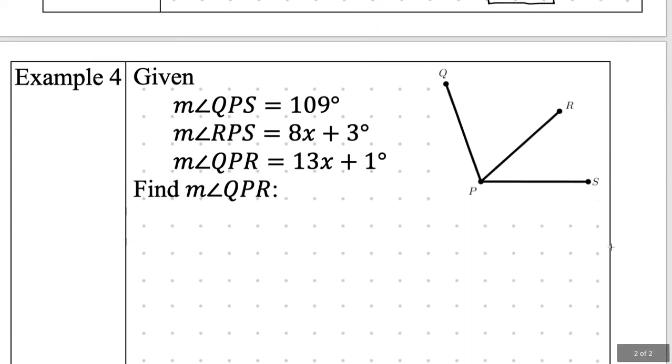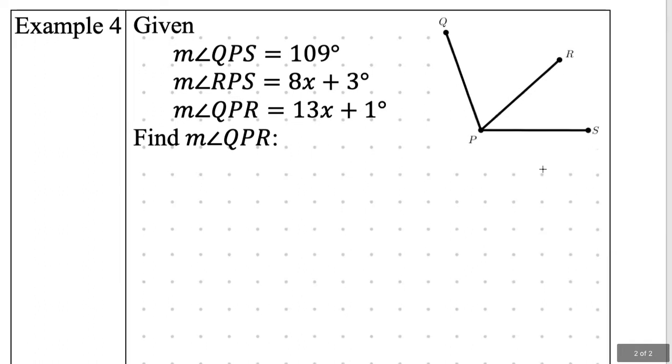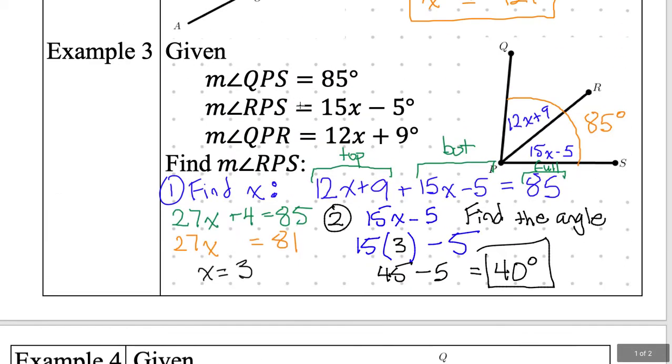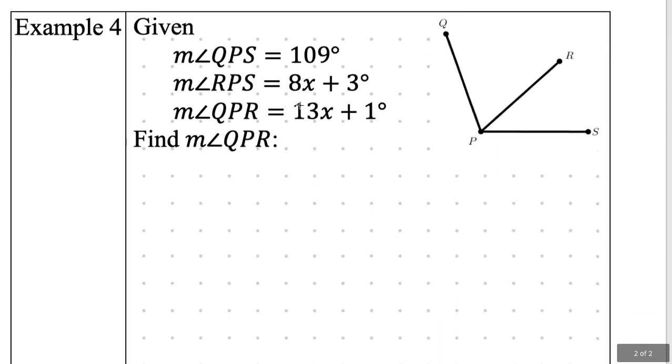Let's see if you can work together in groups of 1 by yourself, 2 or 3, on example 4. Do example 4 on the back. It's a little bit harder because I did big numbers, but it's only slightly harder than example number 3. Do example number 4 by yourself or with 1 or 2 other people. Good luck. And we're back.